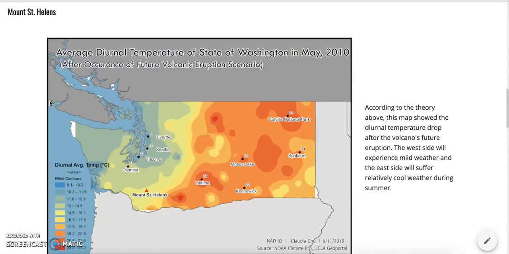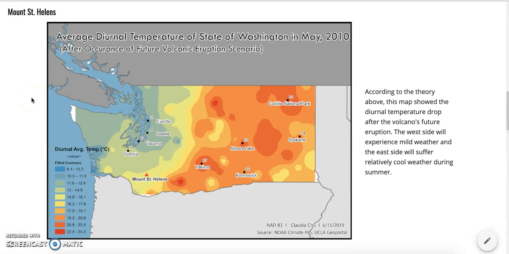Next, the map shows the air temperature drop after a future volcanic eruption of Mount St. Helens. We can see that the air temperature range has dropped about 4 degrees Celsius, to about 8 to 24 degrees Celsius. And we can see that the west side of the state suffers relatively cool weather during summer, which is abnormal. The reason the air temperature dropped is because the volcanic ash covered most of the area and blocked the direct sunlight from reaching the atmosphere of the state.